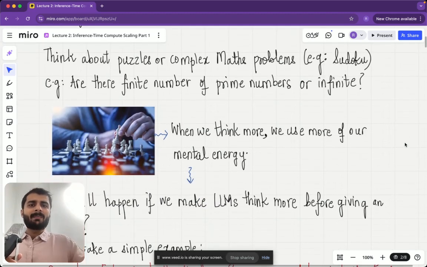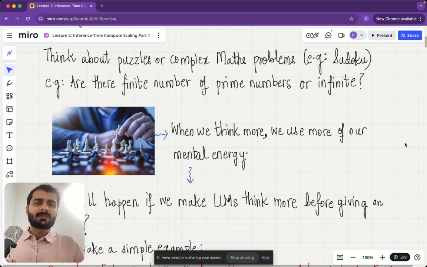Now similarly we apply the same logic to large language models, and we ask the question: what will happen if large language models think more before they give you an answer? Just pause here for some time before you proceed with the video, and try to answer this question. Do you think LLMs will give a better answer if you just ask them to spend more time before they give you the answer? That is a very interesting question, and we are going to find out the answer soon in this lecture.